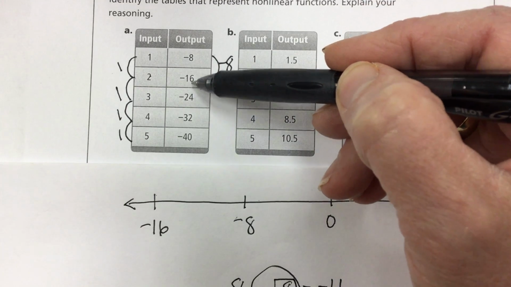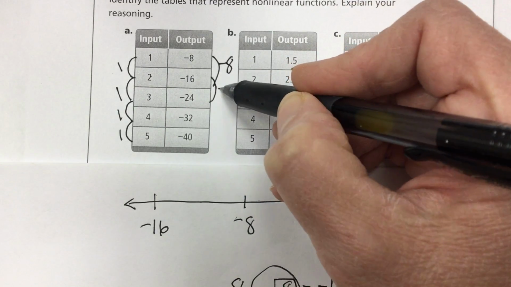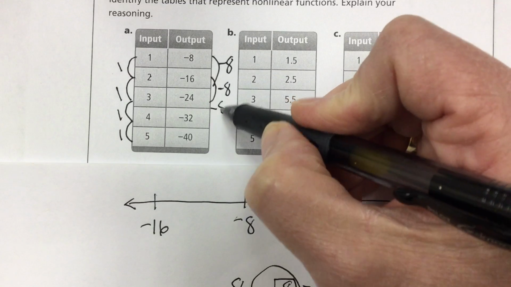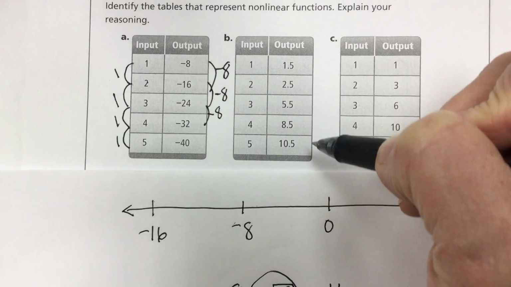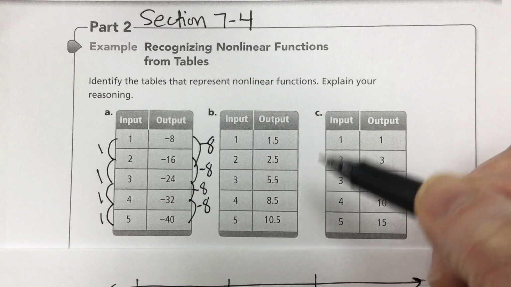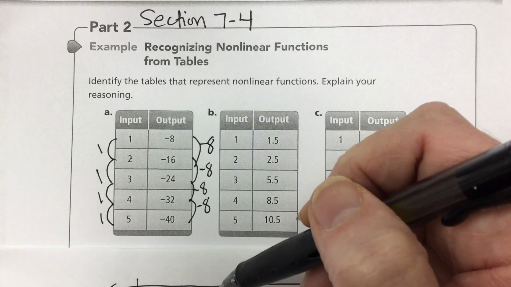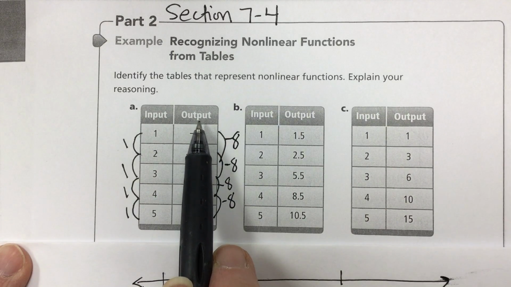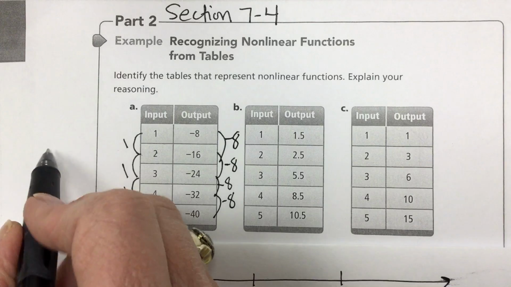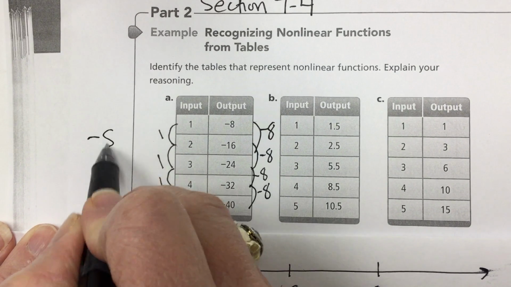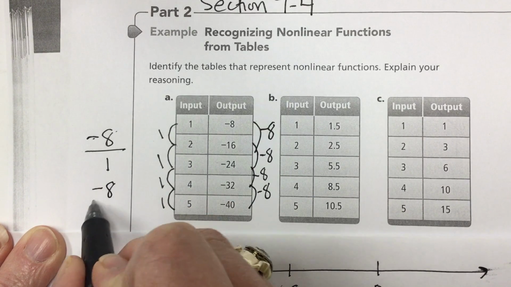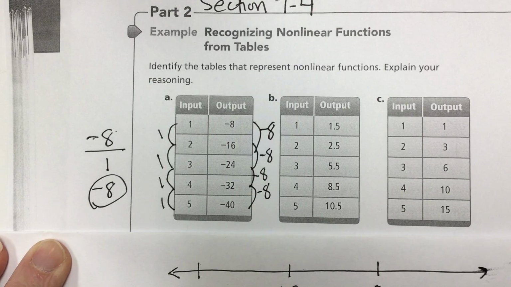To go from -16 to -24, you subtract 8 again. So -24 minus 8 gives -32, and -32 minus 8 gives -40. Remember, your rate of change would be the change of your output over the change of your input. The change of the output is -8, the change of the input is +1. -8 divided by 1 is -8. Your rate of change in this problem is -8.